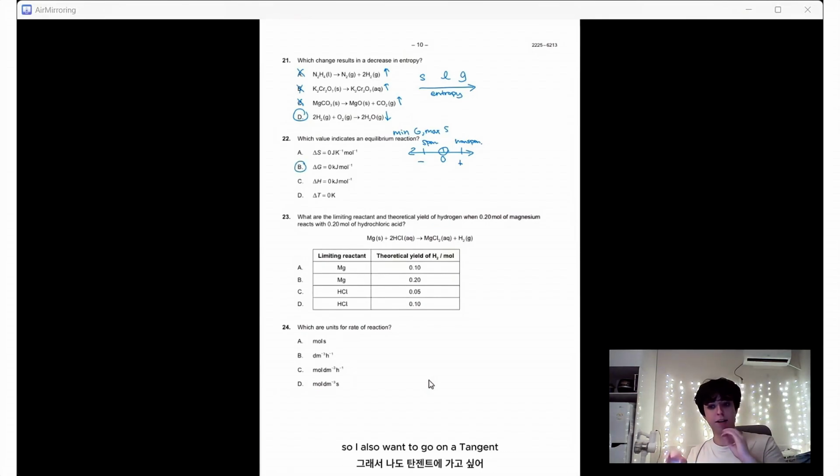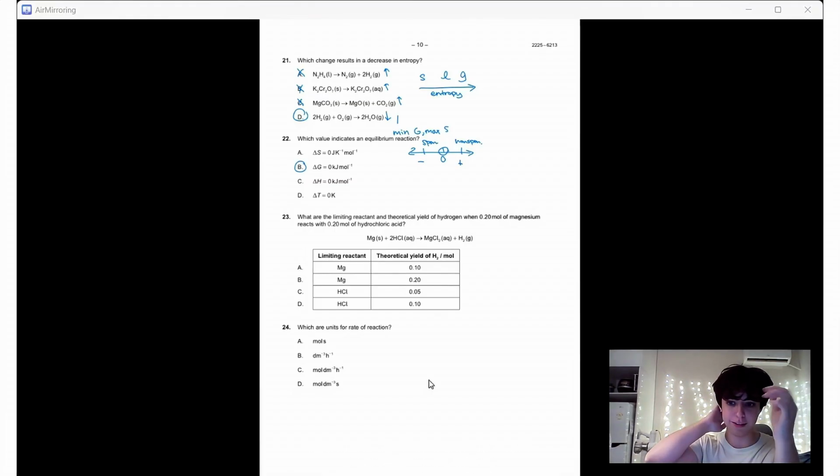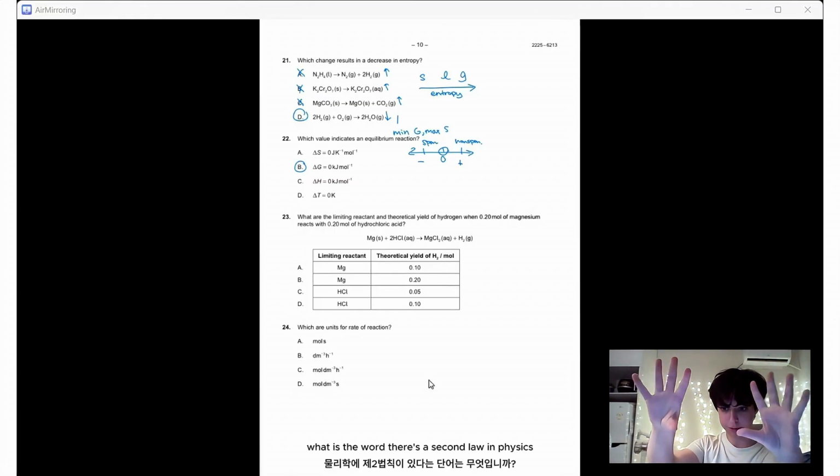Though I also want to go on a tangent because I have asked about the entropy thing before, even though to my knowledge, I don't have it memorized. I don't think that it's in the subject guide, but it's been mentioned a little bit before. It is maximum entropy because, from what I understand, I've done a little bit of research on this. My understanding's still a little wonky, but it is, what is the word?